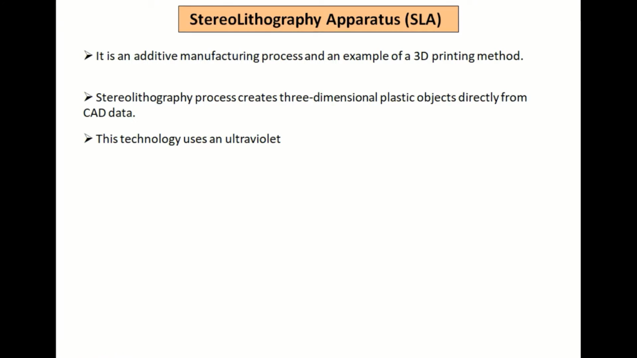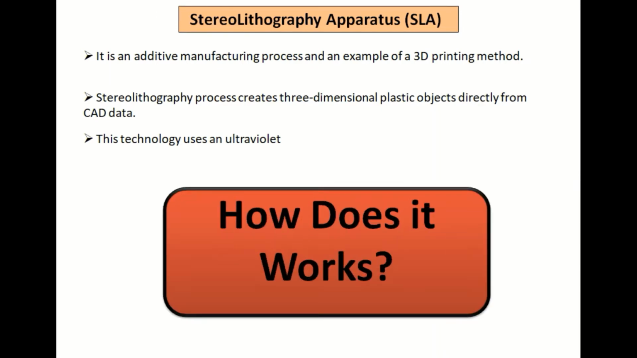Stereolithography apparatus is an additive manufacturing process which is used to fabricate 3D objects, and it is also called a 3D printing method. It uses ultraviolet light technology and creates three-dimensional plastic objects directly from the CAD data.